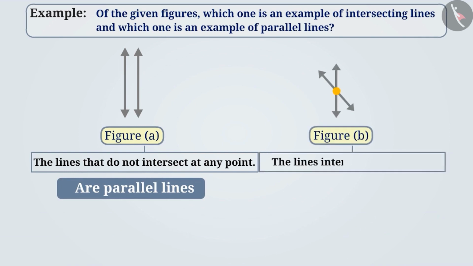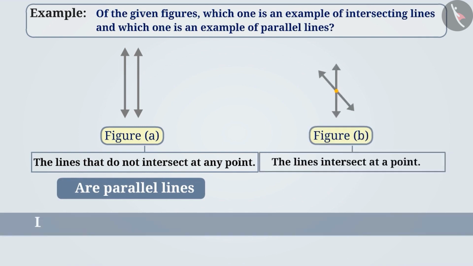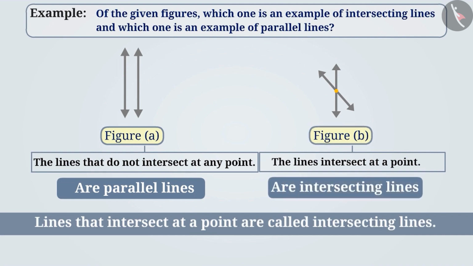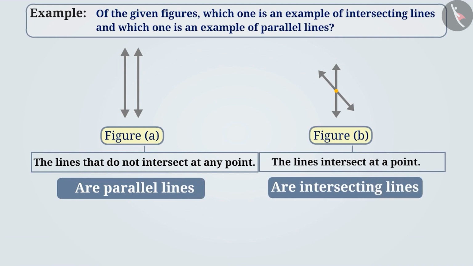The lines of figure B intersect at a point. Lines that intersect at a point are called intersecting lines. Hence, figure B is an example of intersecting lines.